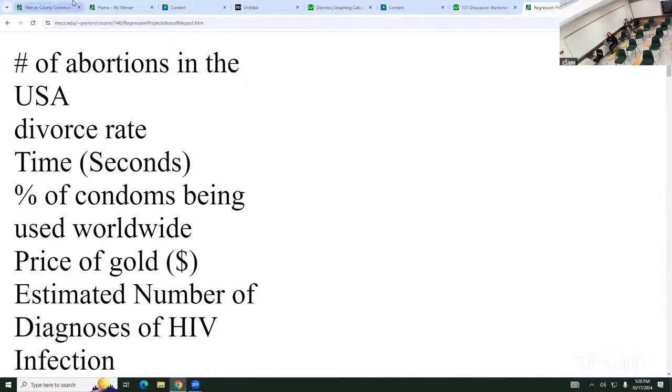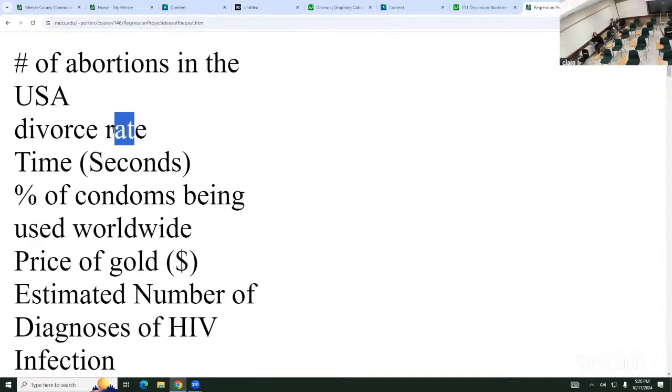The number of abortions. Oh, number of abortions in the US. By the way, these are long before Roe versus Wade was overturned, but yes. Divorce rates. I could see where people might be interested in divorce rates.